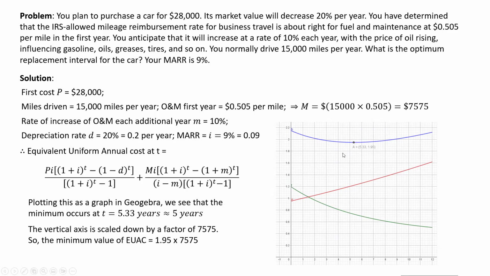Again, what I have done is I scaled it by 7,575. So that means I took M to be 1 and correspondingly decreased P. So now if you really want to know what that Y value there is, what is the equivalent uniform annual cost, take this 1.95 and multiply by 7575. Cool. That's the minimum value.